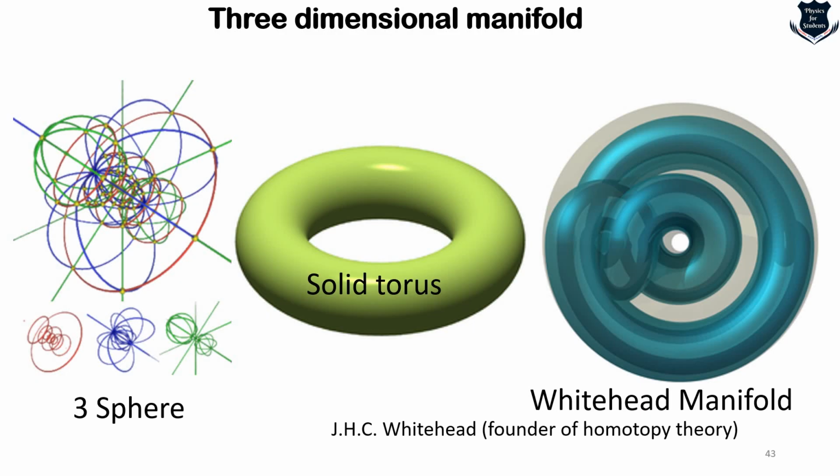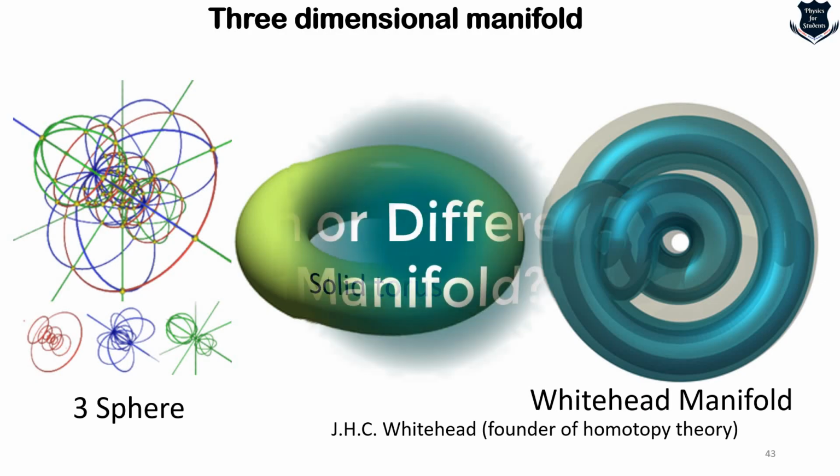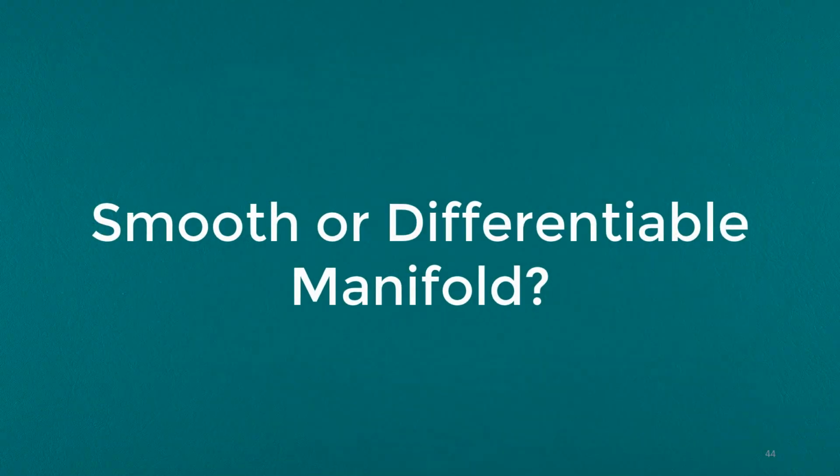Now, when we understood the types of manifold, there are two things which need a little bit clearer understanding. That is what is called a smooth or a differentiable manifold. Now, when I put in or, I don't mean to say which one you should study. You should study both. But what is a smooth and what is a differentiable manifold? Coming up in the next part of our video.